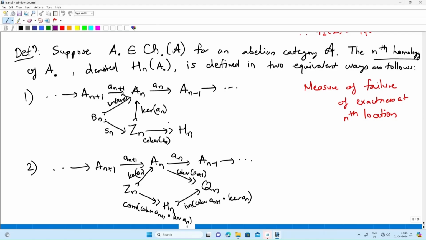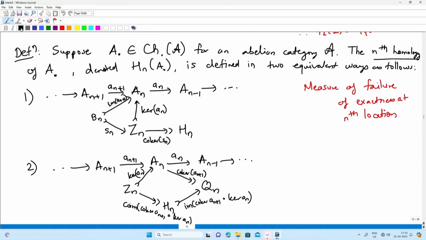Last lecture we ended with the definition of the nth homology of a chain complex. Therefore this nth homology becomes a functor. Let me write that. So Hn is a functor from Ch(A) to A, where n is in Z. It is a sequence of functors.